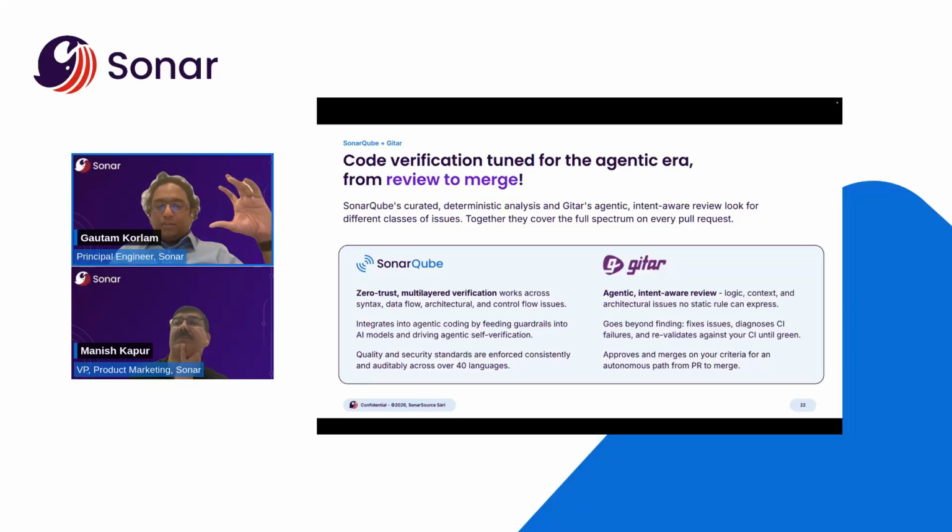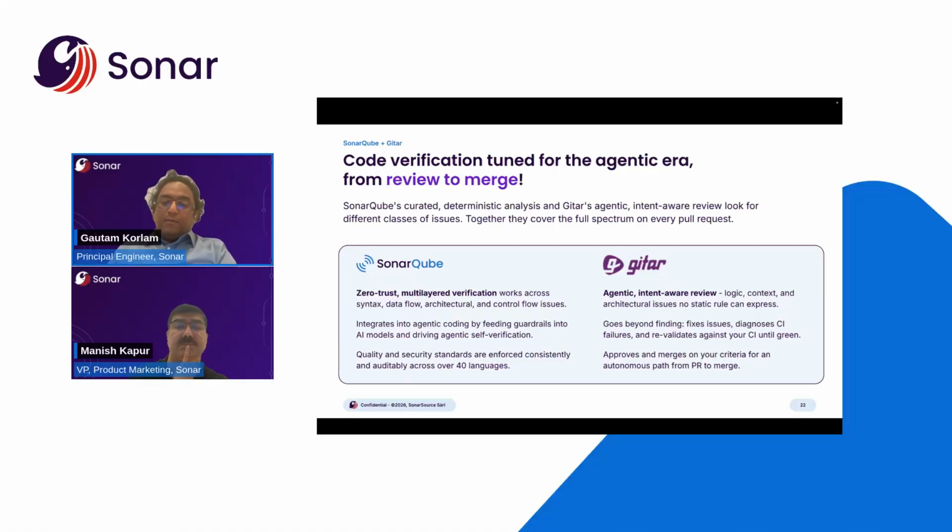The diagram you saw with the cheese is basically making sure that each layer catches issues that the other one might miss. So the multi-layer verification works across lots of different aspects of your syntax, data flow, and control flow issues on the Sonar side. It also integrates into your agentic coding by guiding your coding agents and giving them guardrails, so that it happens before the code review even starts. The quality and security standards are enforced consistently across all the different languages. And Sonar has a long history in this domain, and they're considered a leader in this aspect.